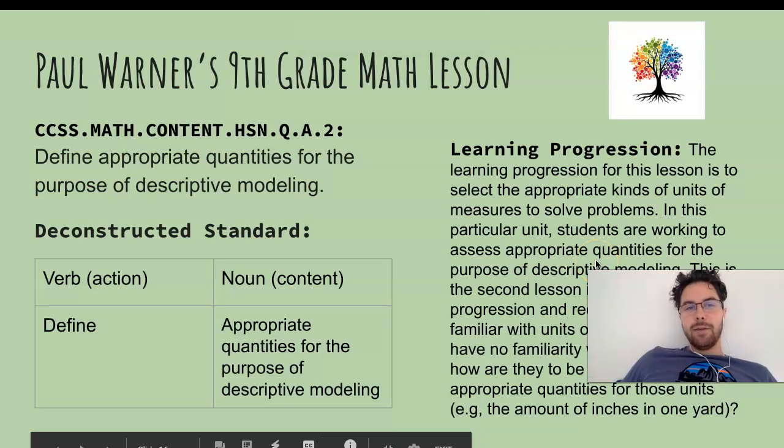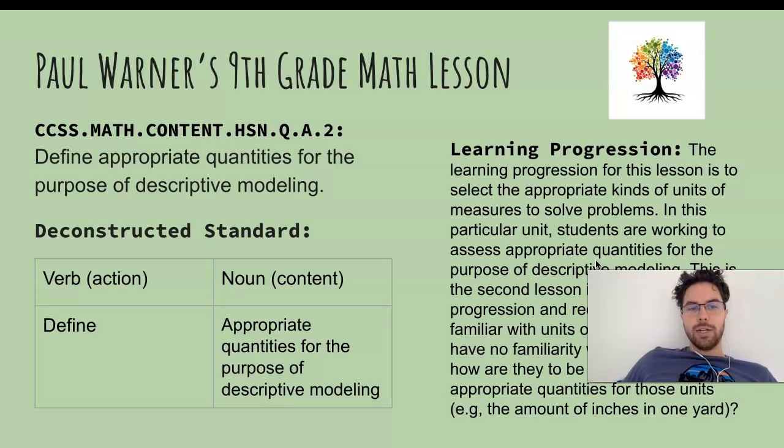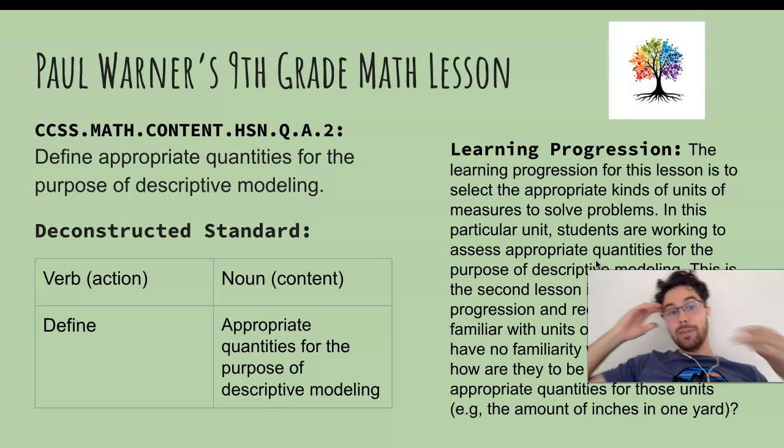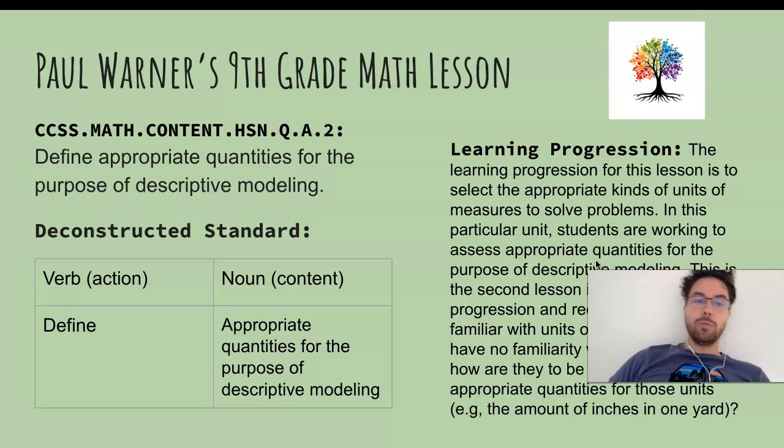So, today we're talking about defining appropriate quantities for the purpose of descriptive modeling and why that's important. The learning progression of how we got here is first we need to determine units of measure. So that's the lesson that goes before determining the appropriate quantities, because if you don't know the actual units of measure, then it's going to be impossible to determine the appropriate quantities.